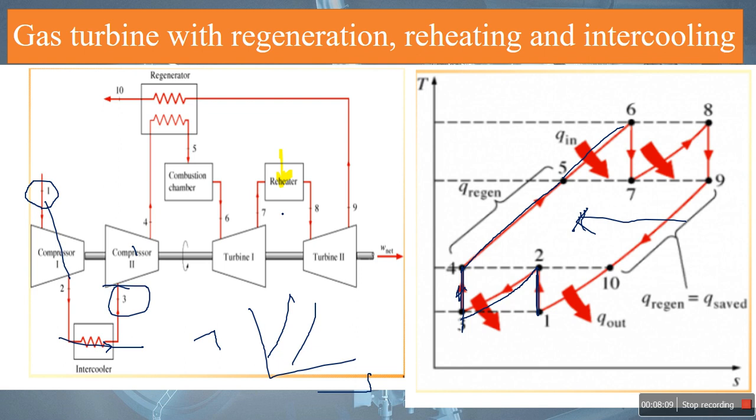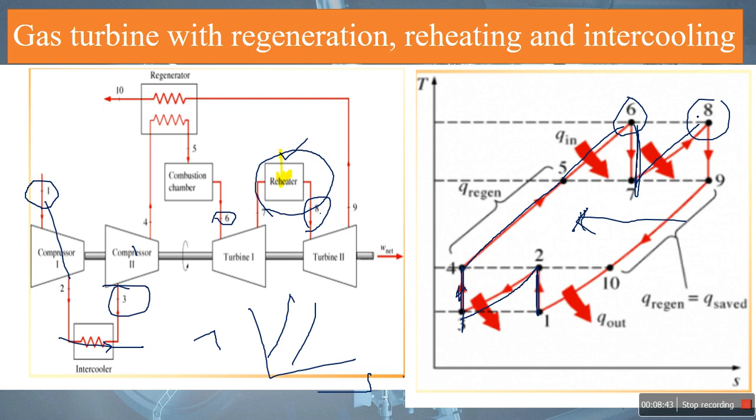Then 6 to 7 is the expansion in the high pressure turbine, which takes place isentropically, so it is a straight line 6 to 7. 7 to 8, there is again addition of heat carried out in the reheater, such that temperature T6 is equal to T8. T6 is the inlet temperature of turbine 1. Before going to turbine 2, the T8 temperature must be equal to T6, and that temperature is achieved with the help of the reheater.